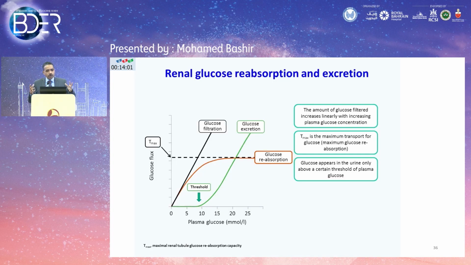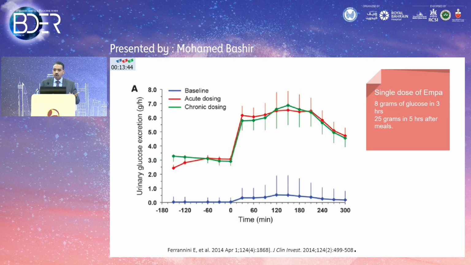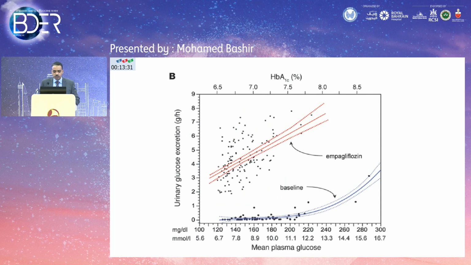And we know they work on the amount of glucose being excreted in the urine. So they get rid of about 30% of all the glucose that is being filtered in the urine. And that really depends on very powerful ones. So a single dose of empagliflozin can lead to about 8 grams of glucose being excreted over a period of 3 hours. And that's regardless of whether the patient has been on chronic treatment or not.